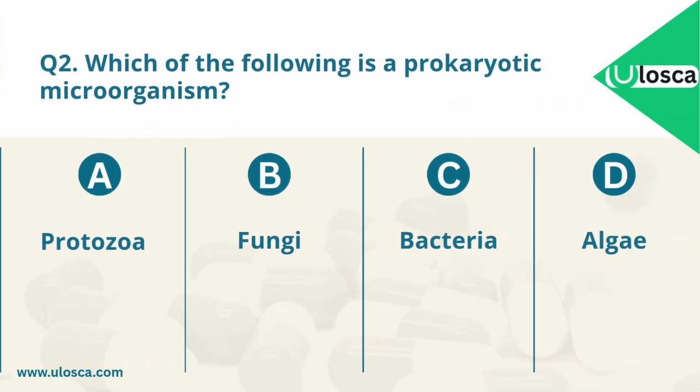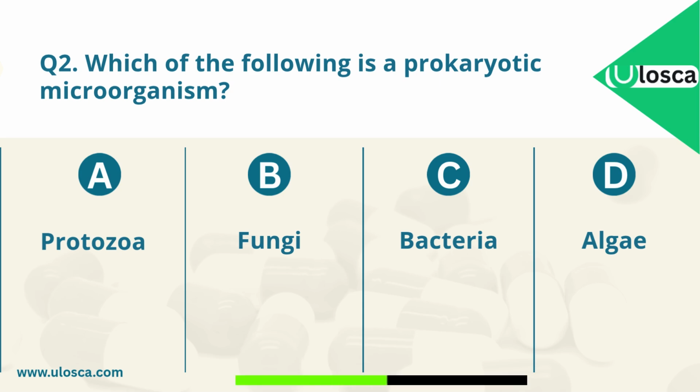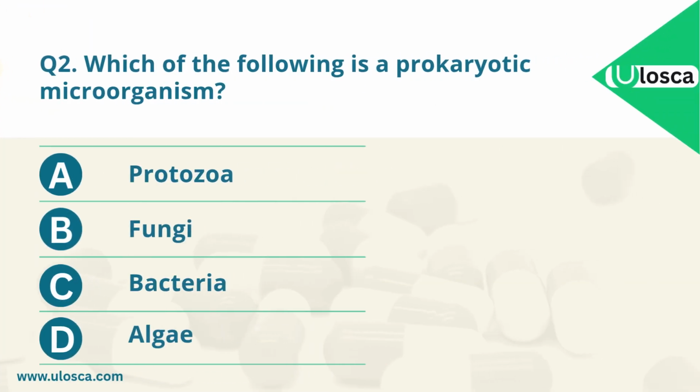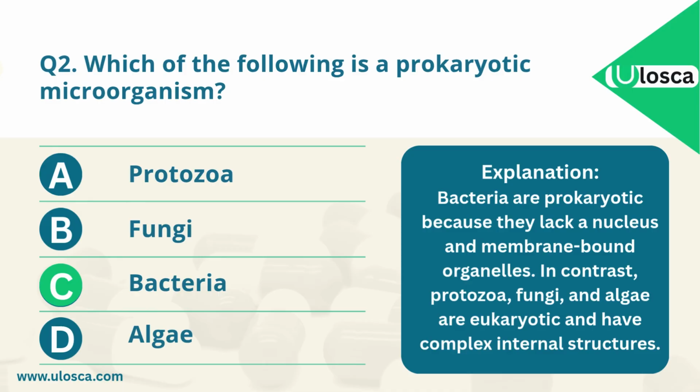Question 2. Which of the following is a prokaryotic microorganism? A. Protozoa. B. Fungi. C. Bacteria. D. Algae. Which one is the correct answer? The correct answer is C. Bacteria. Explanation. Bacteria are prokaryotic because they lack a nucleus and membrane-bound organelles. In contrast, protozoa, fungi, and algae are eukaryotic and have complex internal structures.